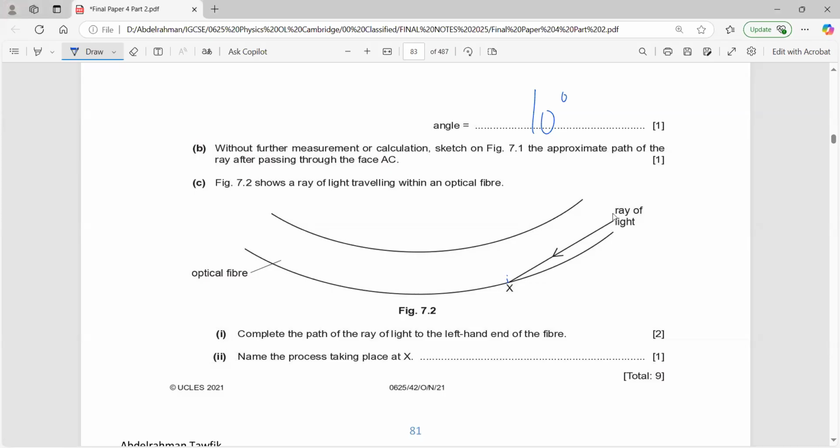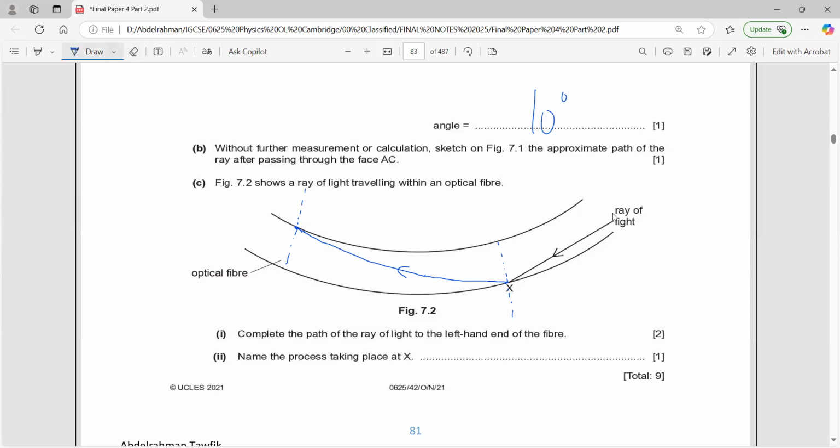Definitely, you need to take some measurements. This is the normal line as the ray moves with a huge angle. It probably will meet this end of the optical fiber only at this very far end, and then it will reflect again, moving outside of the optical fiber. So it reflects again back outside. This is the total internal reflection. In the process taking place at X, total internal reflection.